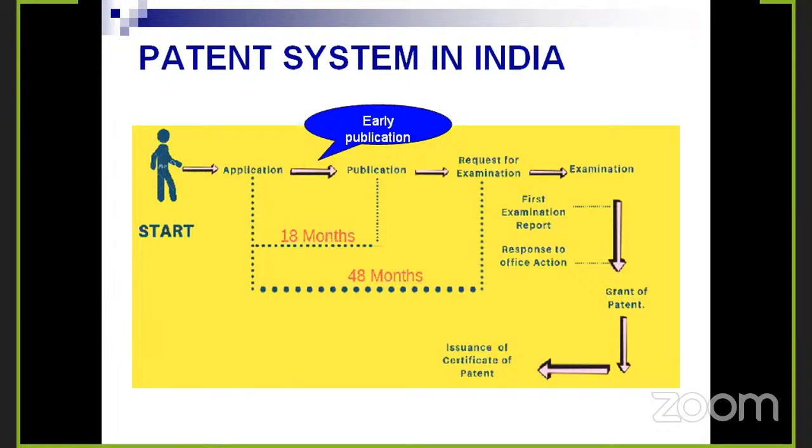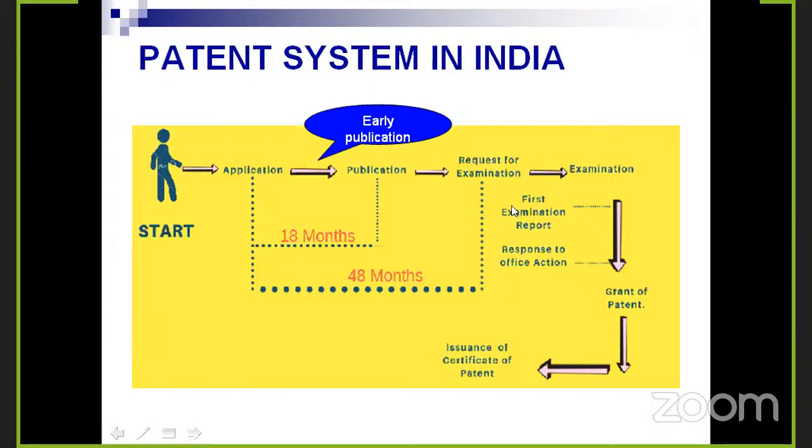So after publication, the examination will only start after publication, first of all. And the examination also doesn't happen by default. One needs to request for it. So you need to file a request for examination, and after doing that, the examination begins. In the examination, the examiner will do a thorough worldwide search, come up with the closest prior art and issue a first examination report.